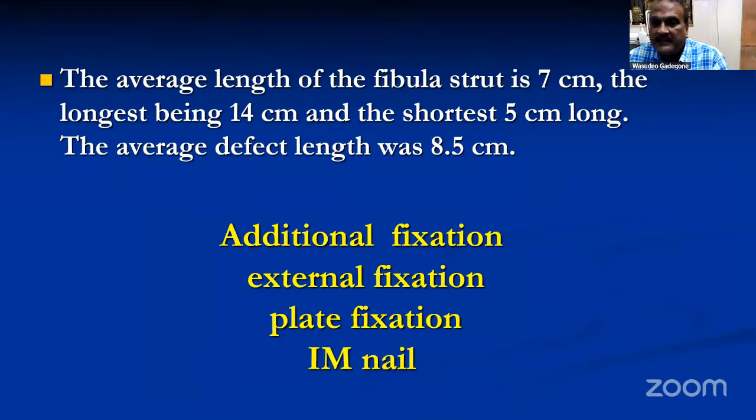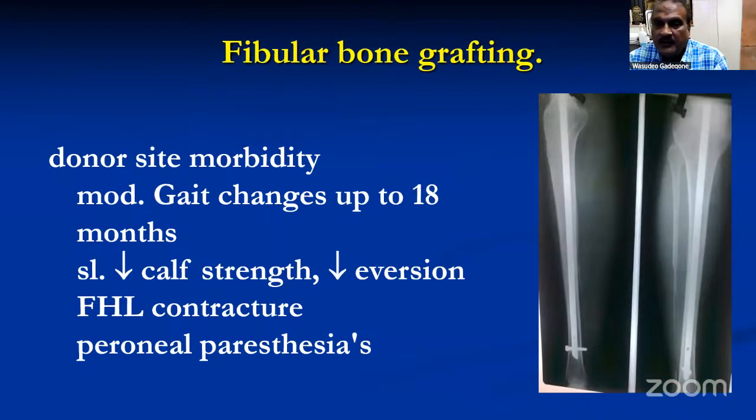So the average length of the fibula strut is 7 centimeter, the longest being 14 centimeter, and the shortest 5 centimeter long. The average defect length was 8.5 centimeter. Additional fixation: external fixation, plate fixation, and IM nail. Fibular bone grafting donor site morbidity: moderate gait changes up to 18 months. Calf strength and eversion strength is reduced for some time.